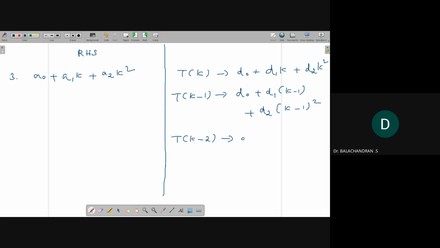I should write d naught plus d1 into k minus 2 plus d2 into k minus 2 whole square. So you can have a1 k plus a2 k square, or a naught plus a2 k square. Anyway, it is a quadratic, which means you should write the same thing.